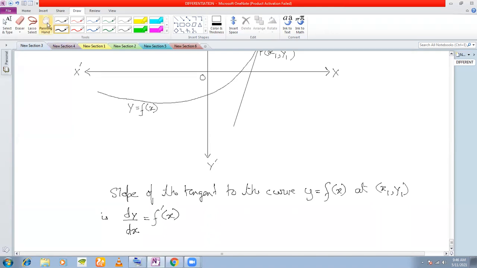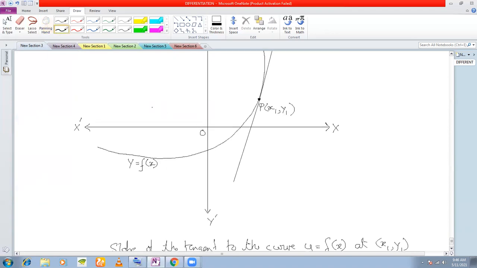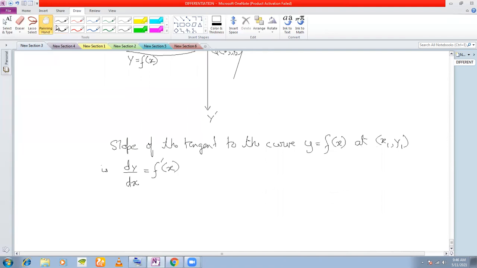Now for different points you will get different slopes. At point P you will get a different slope. If I consider a point Q and I draw a tangent here, you will get a different slope, isn't it? And similarly there will be an infinity of points on the curve. So for each point you will get a different slope. Therefore we not only calculate dy/dx, but we calculate the value of this f dash x at the point (x1, y1). That is how it is written.